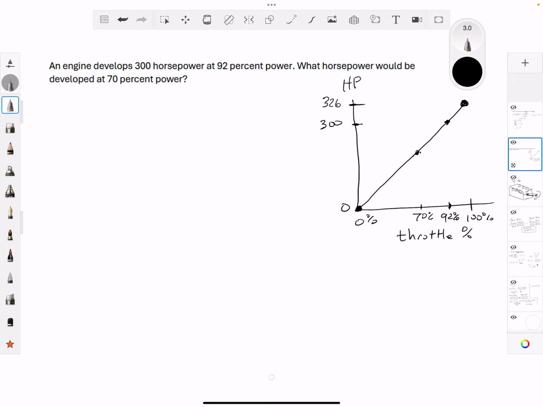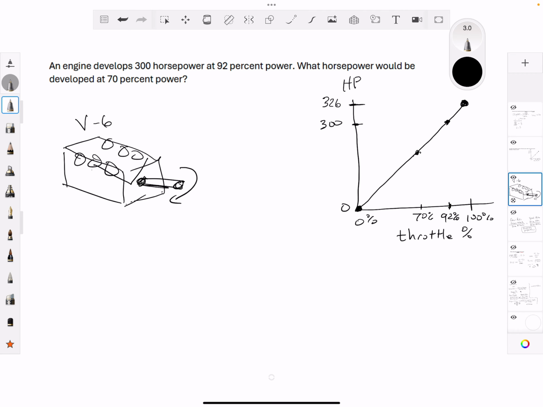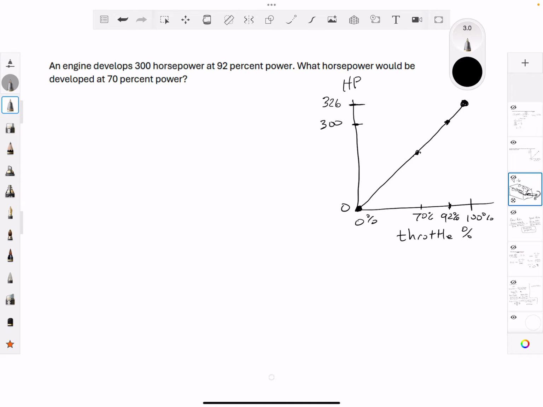What we have here is an engine, and it develops horsepower. When they say an engine has horsepower, what they're talking about is it has power at the shaft right here. I've got a little drawing of a V6 engine. The V is because the engine cylinders are in a V shape, but the power is developed at the shaft. So that's what we're talking about, an engine having horsepower.